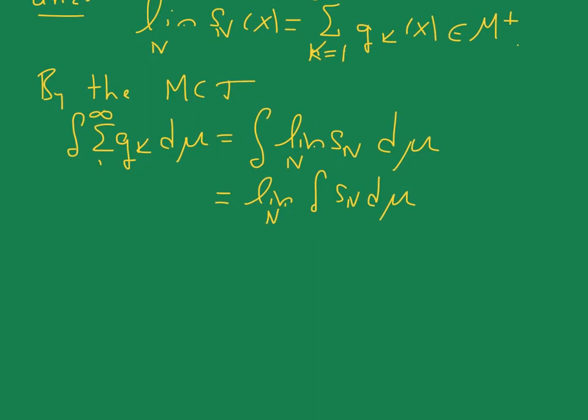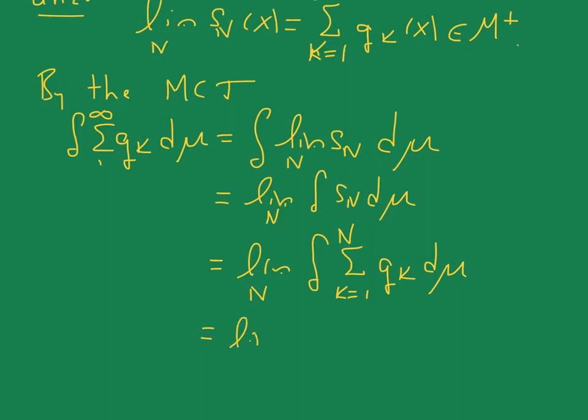All right. So what is that? Now, this is equal to the limit for capital N of the integral. Well, what was S sub capital N? Well, it was just our capital Nth partial sum of our g sub k's. So that looks like this. But we know that the integral is linear with respect to non-negative measurable functions. So because what we have is a finite sum here, we can interchange this finite sum in the integral. And we write it like this.